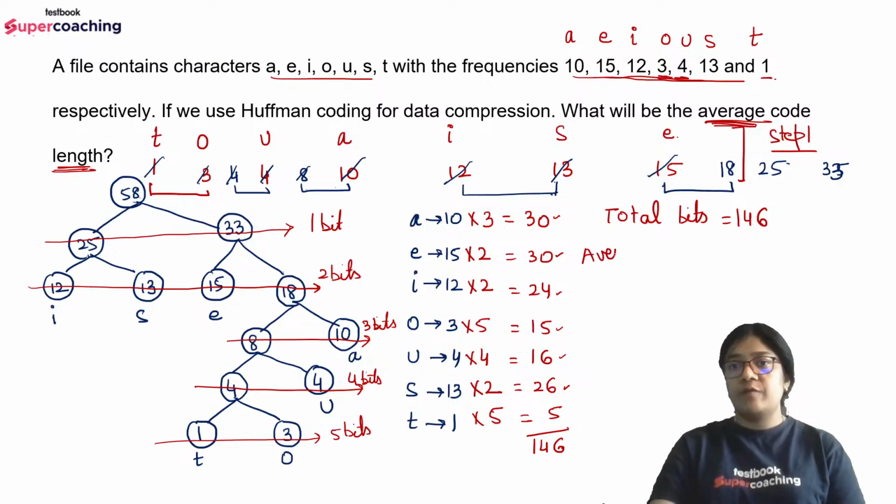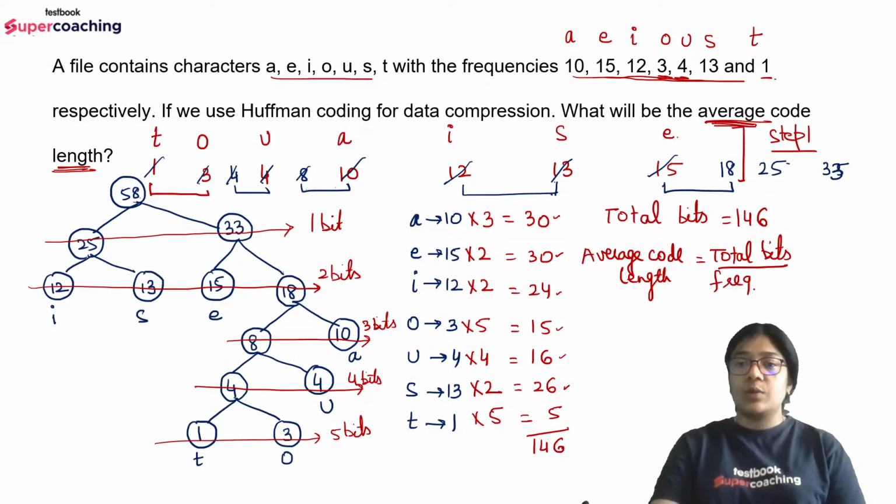average code length. So average code length is obtained by dividing the total number of bits. Total bits we will divide by the total frequency that is given to you. Substitute it. So here it is 146 divided by the frequency, which was 58. So this will give you how many bits are sent per character. Make sense?